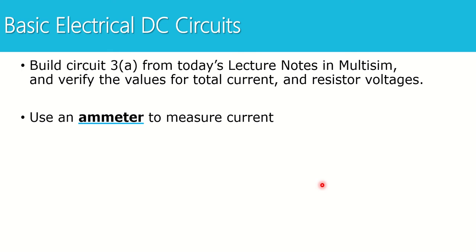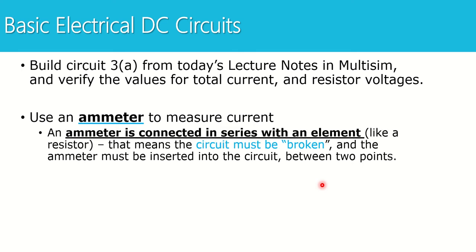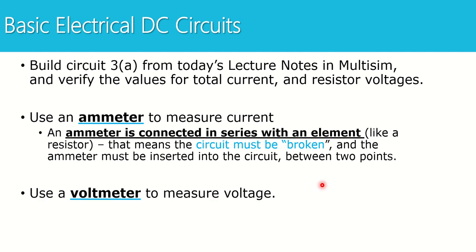We're going to be using an ammeter to measure current. An ammeter is always going to have to be connected in series with the element you want to measure. We call this breaking the circuit, and the ammeter must be inserted into the circuit between 2 points. What we want to make sure that we do is we direct the entire flow of current through the ammeter and then through the element we want to measure. So it's very important that we remember ammeters have to be connected in series.